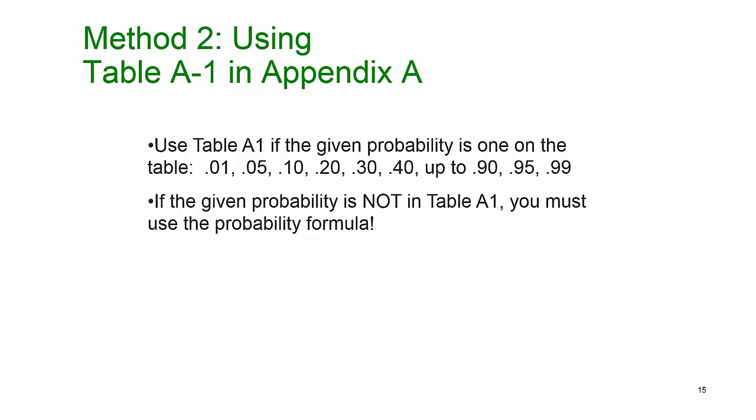So we can use table A1 if the given probability is one on the table. So here's some of the probabilities that you'll see on the table. If the given probability is not in table A1, then you must use the binomial formula, which is nCx times p to the x times q to the n minus x.